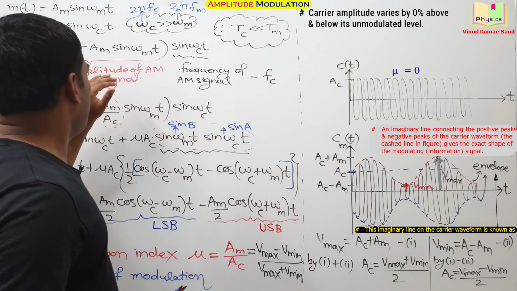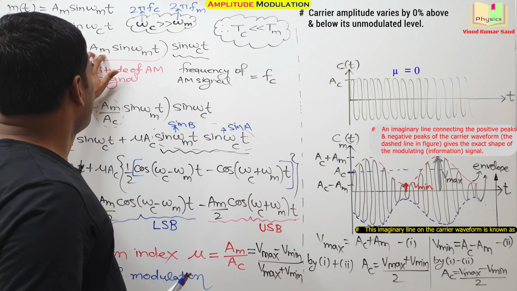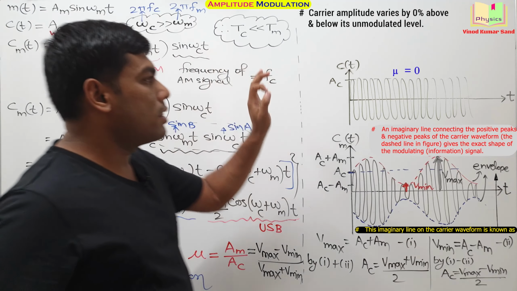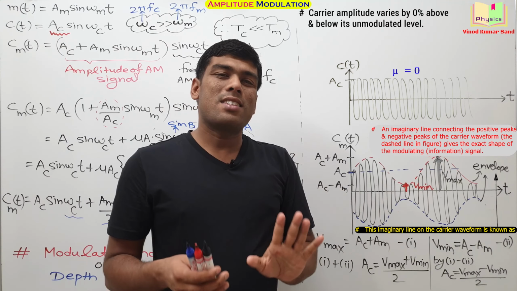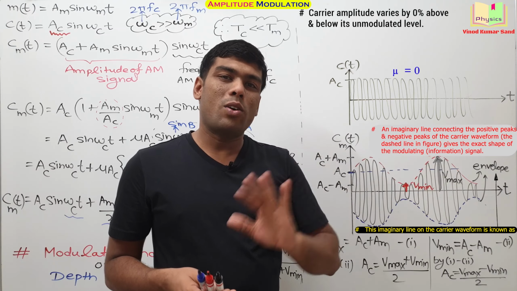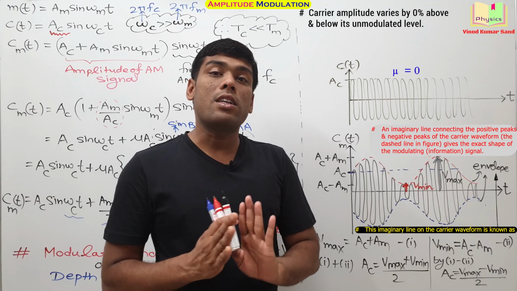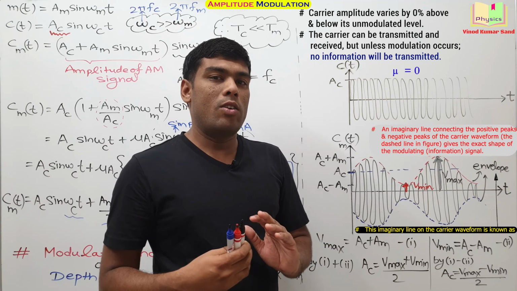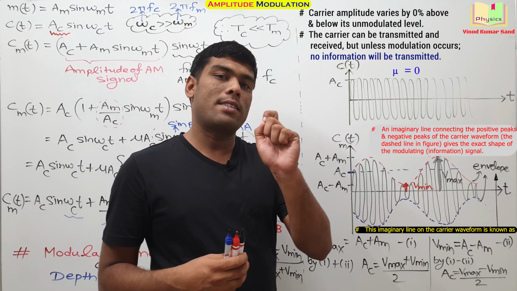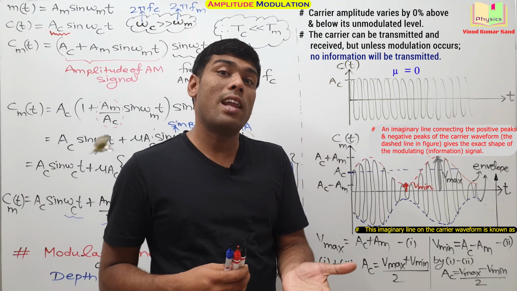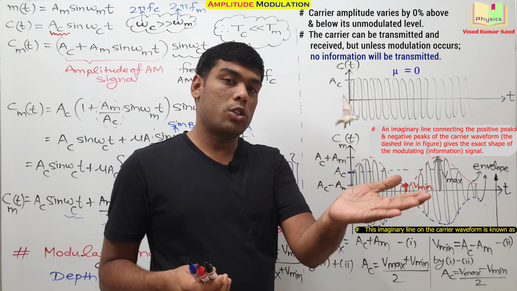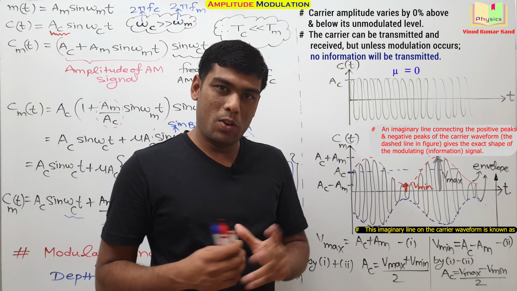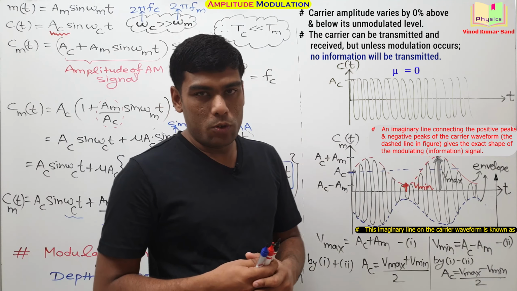So if you take mu equal to 0, it means AM is 0 and your signal has only the carrier wave. This kind of signal can be sent or received, but it carries no information at all. Practically, if you want an analogy, this is like sending a pigeon without a letter. The pigeon goes from one location to another but doesn't carry any letter or message. Got it? So this is of no use.